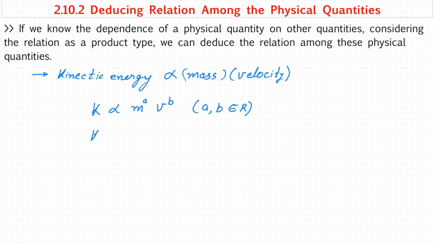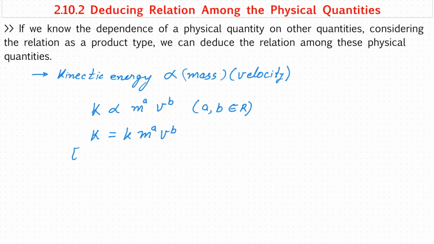Now I want to put an equal sign, so I have to put a proportionality constant k, m raised to a and v raised to b. Mind well, here this capital K is for kinetic energy and this small k is the proportionality constant. Now we will consider the dimension formula in both the sides.